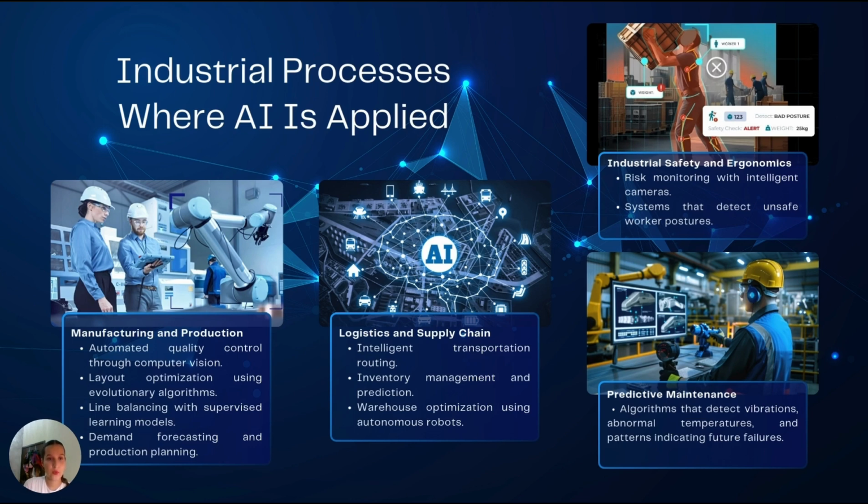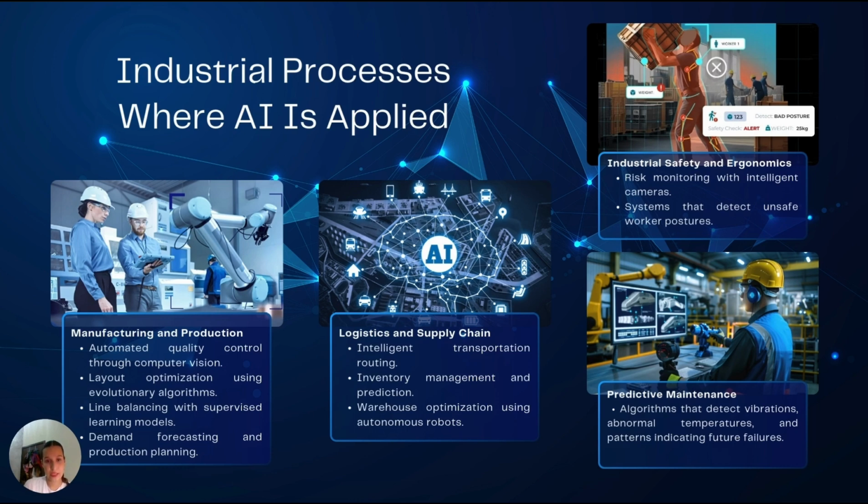Industrial processes where artificial intelligence is applied. First of all, we have manufacturing and production. Artificial intelligence helps to have automated quality control through computer vision, layout optimization using evolutionary algorithms, line balancing with supervised learning models, demand forecasting, and production planning.